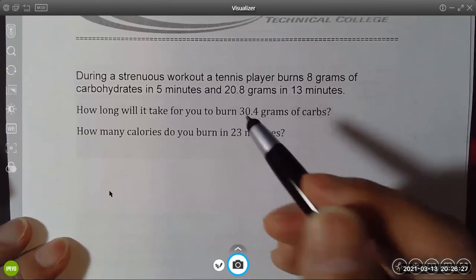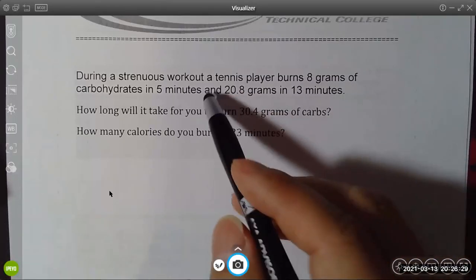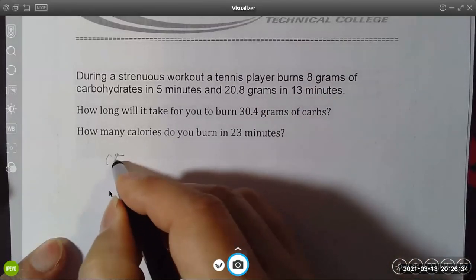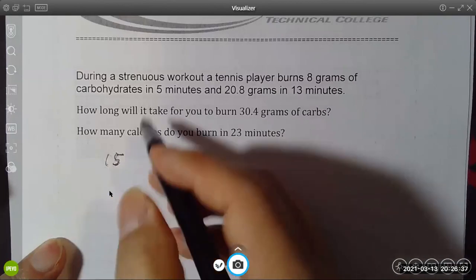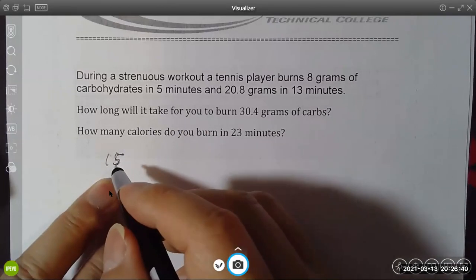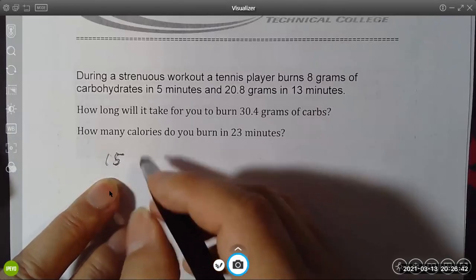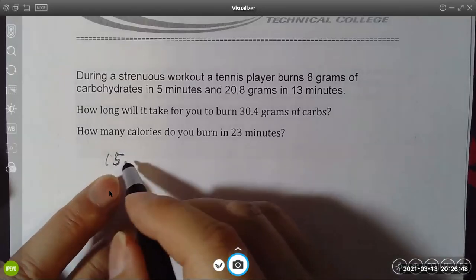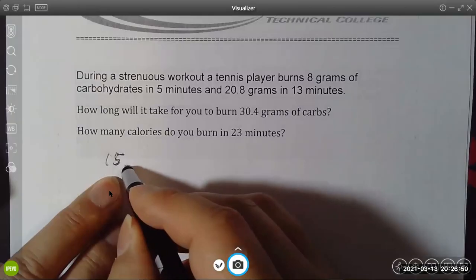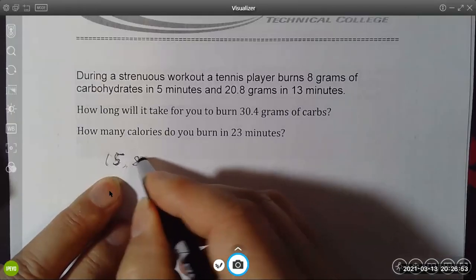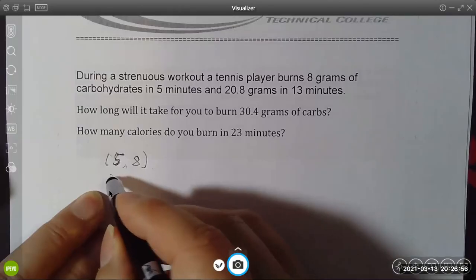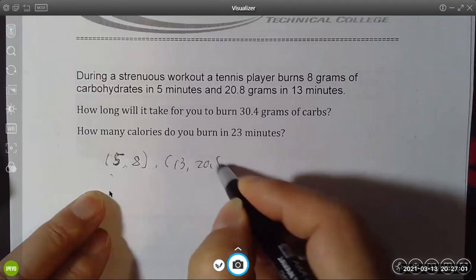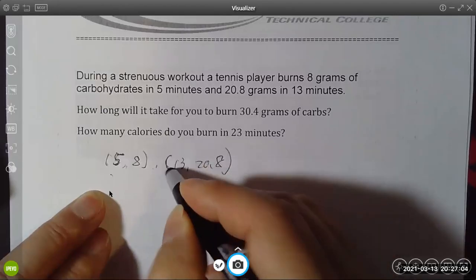Now all you need is to write these numbers. So we have 2 sets of numbers. Time is the independent variable, and calorie is dependent, because how much calorie you burn depends on how much time you exercise, right? So calorie is output. Input always first, then output. 5 minutes, 8 grams. Then another one is 30 minutes, 20.8 grams. So you're given these 2 points.